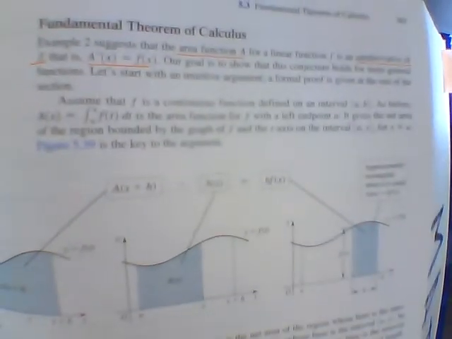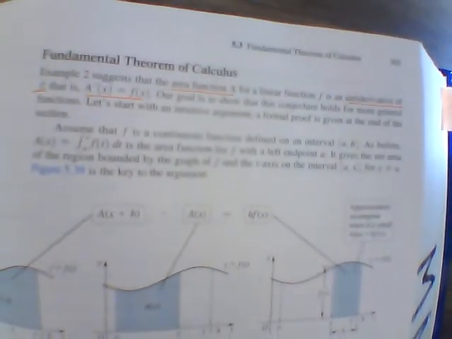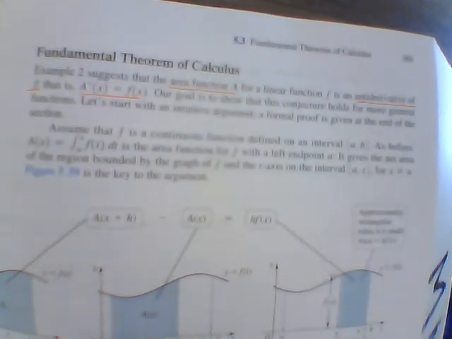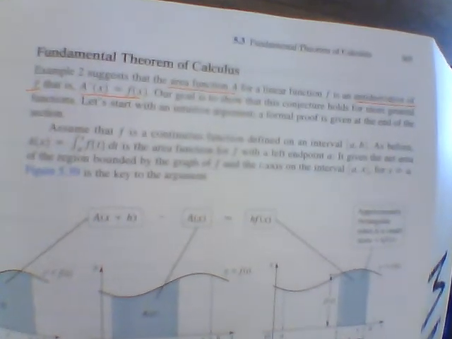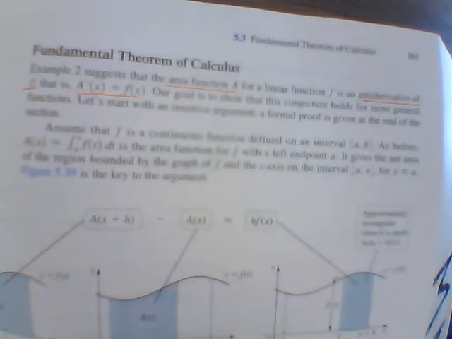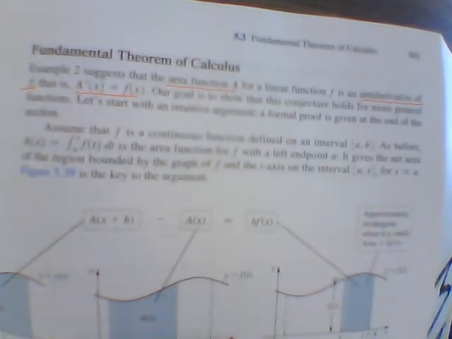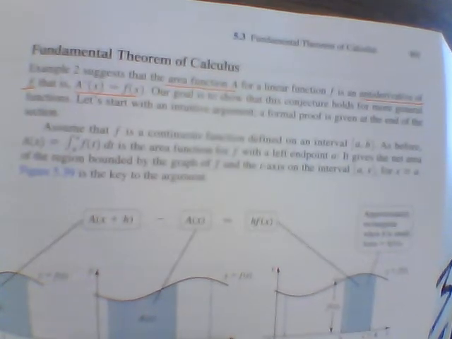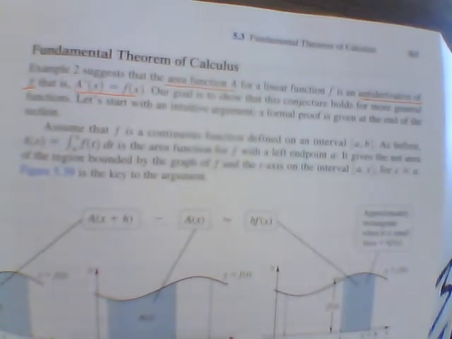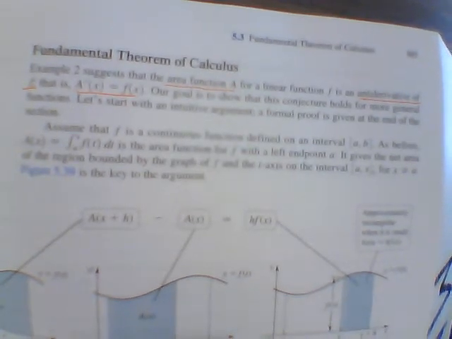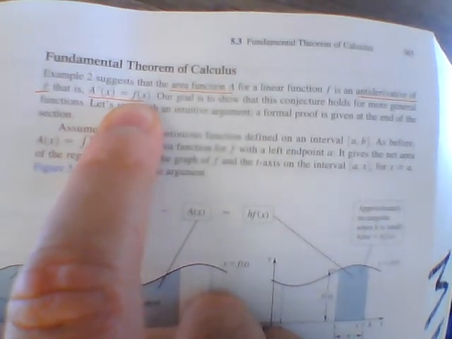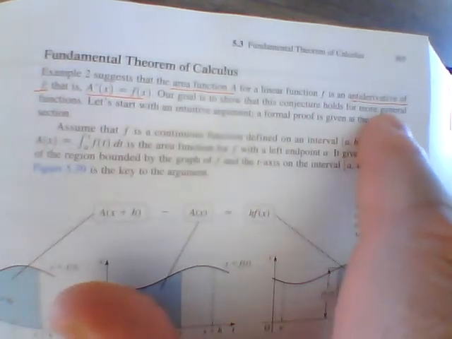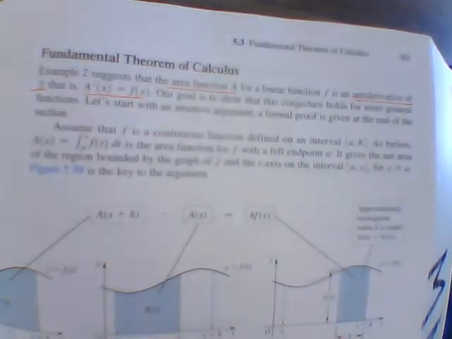So, the fundamental theorem of calculus. Now, this has a lot of different values and different interpretations that go with it, depending upon where we're at and what we're thinking about within the function itself. We're suggesting that the area function A for a linear f is the antiderivative of f. That is, A prime of x equals f of x. So we have to think about this as the antiderivative.